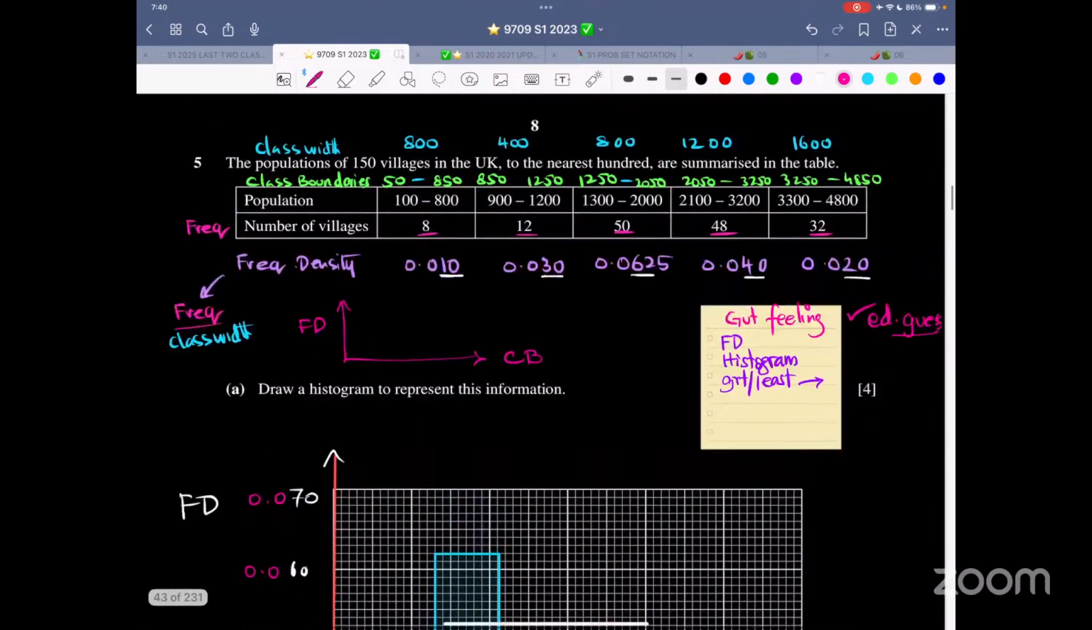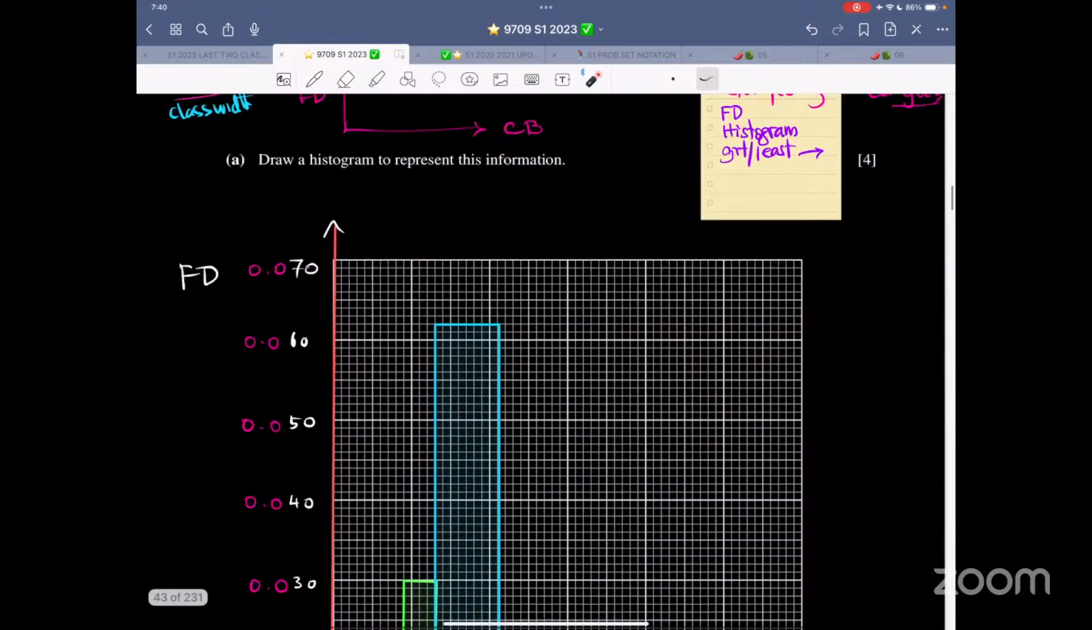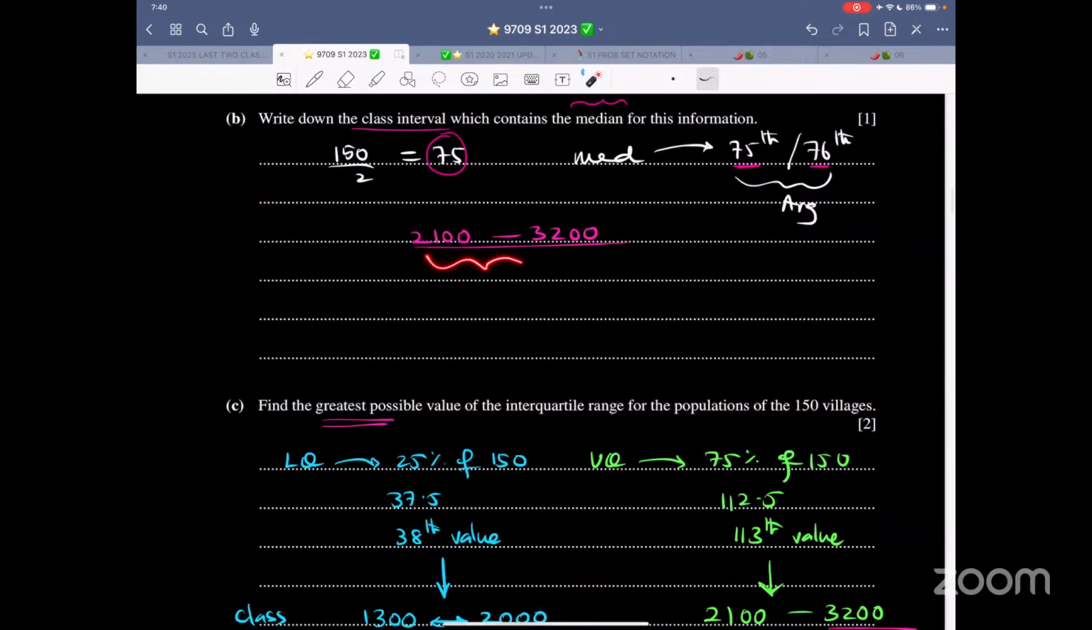So now look over here. Where do you find the 75th value? 8 plus 12, that is 20. 20 plus 50, that is 70. That means the 71st, 72nd, 73rd, 74th, 75th, 76th, all values are lying in this interval. That's it. So therefore, the interval is this much.